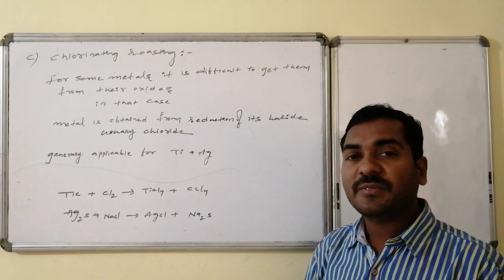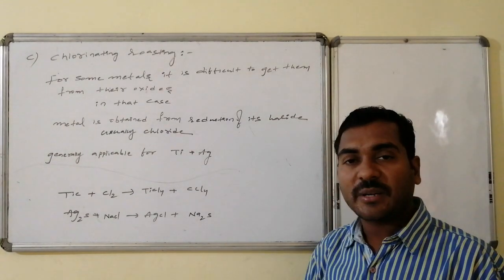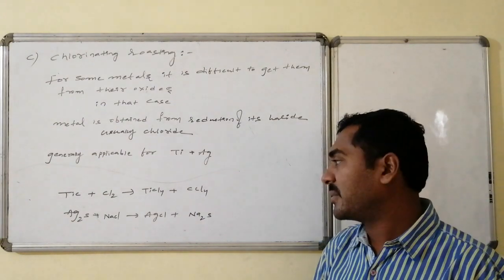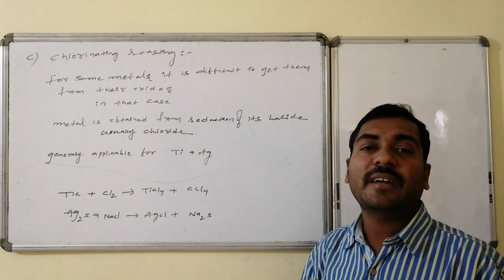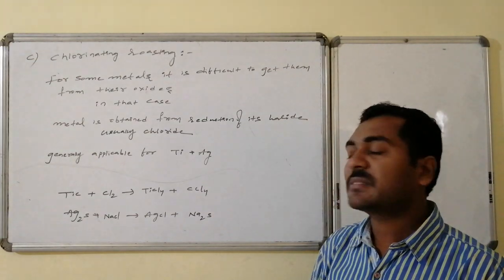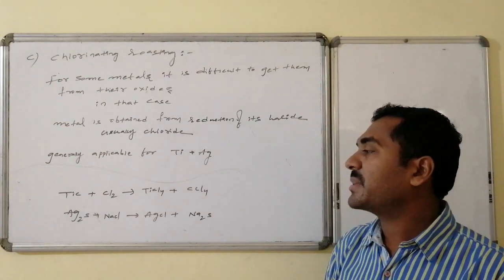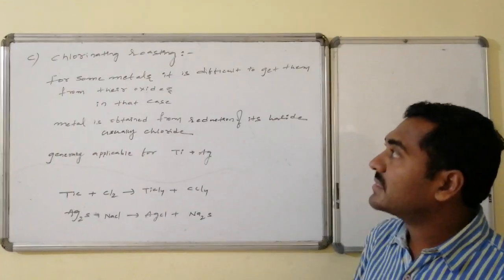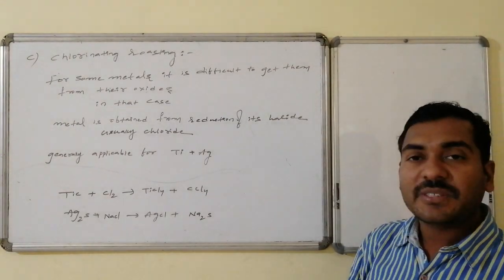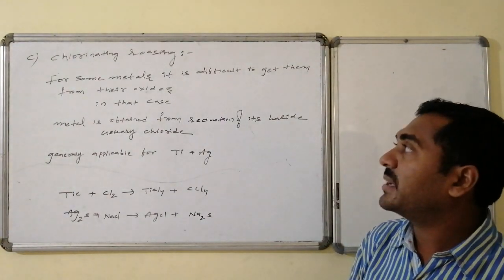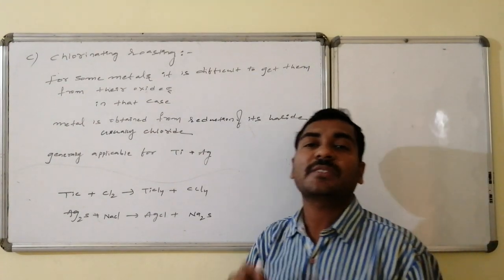Titanium carbide on reaction with chlorine is converted to titanium tetrachloride followed by carbon tetrachloride. Whereas silver sulfide on reaction with sodium chloride, a double displacement reaction takes place and it is converted to silver chloride followed by sodium sulfide. This is a roasting process in which chlorination is occurring, hence it is said to be chlorinating roasting.